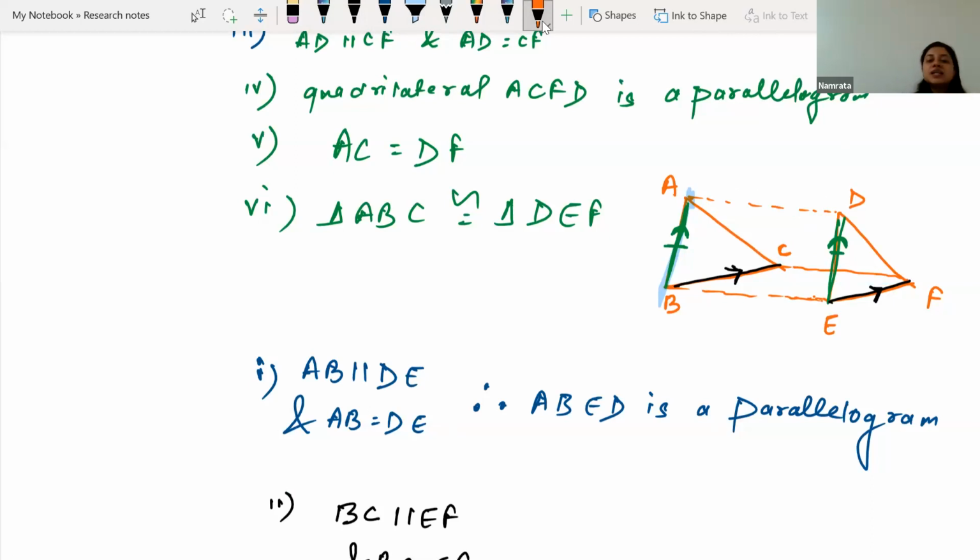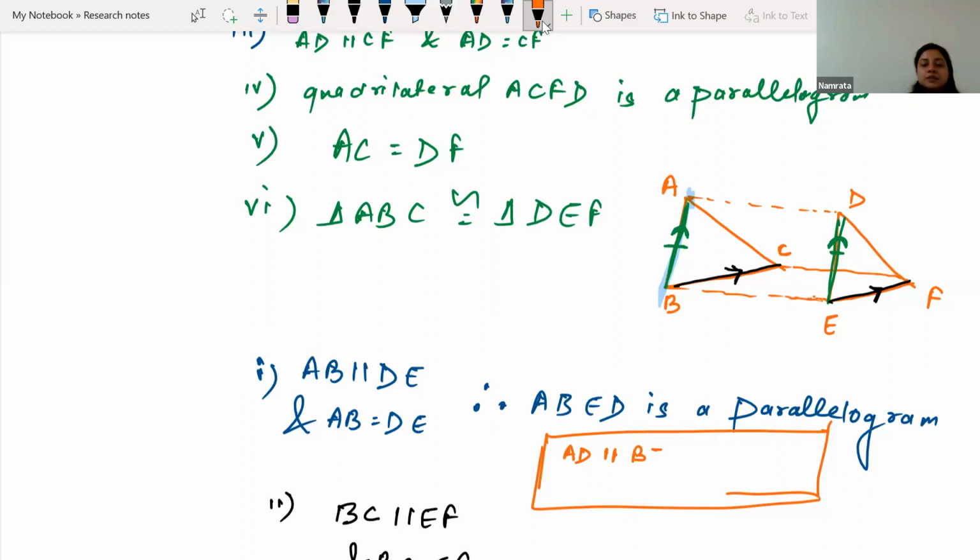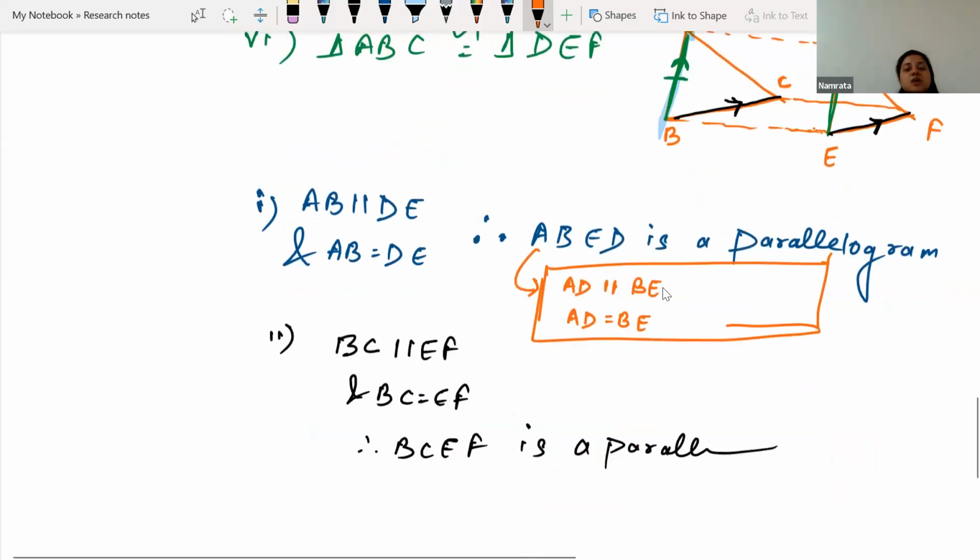In the first part we are saying ABED is a parallelogram, where AB is parallel to ED and AB is equal to ED. The other two opposite sides will also be parallel and equal. Since we have already declared that ABED is a parallelogram, we can say AD will be parallel to BE, and AD will also be equal to BE. That is the information we are getting from part 1. Let's move to the next one.